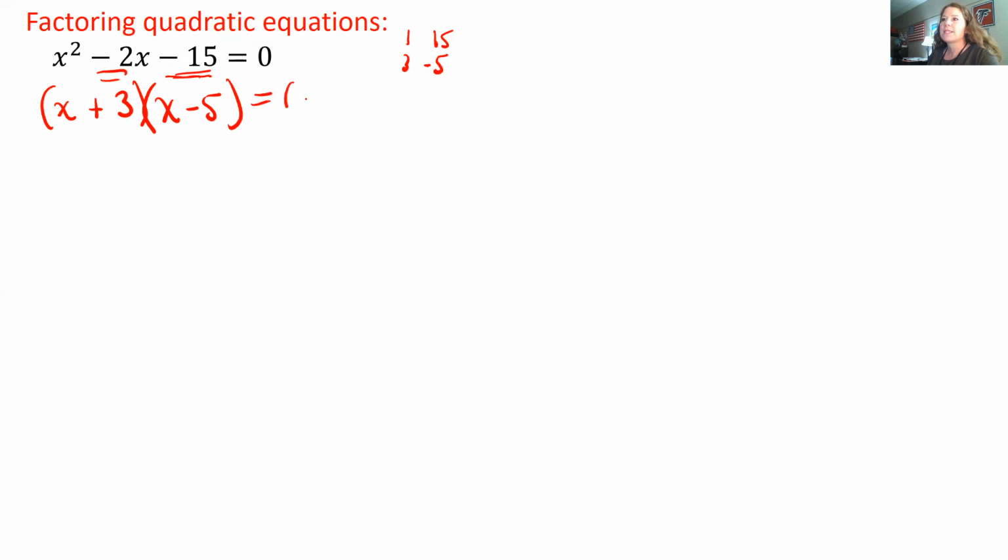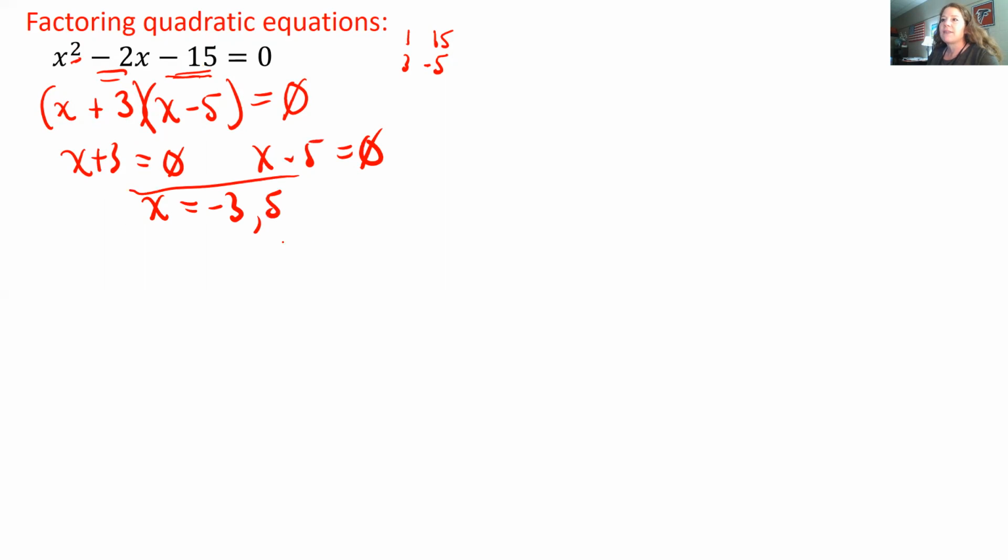Correct. So once your quadratic is equal to 0, you're going to take both sets of parentheses, set them equal to 0, and then solve for x. So x would be equal to the opposite of 3 and the opposite of negative 5. And those are the solutions. In other words, those are your x-intercepts when y is equal to 0.